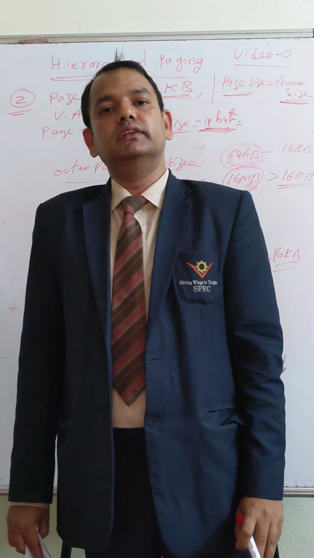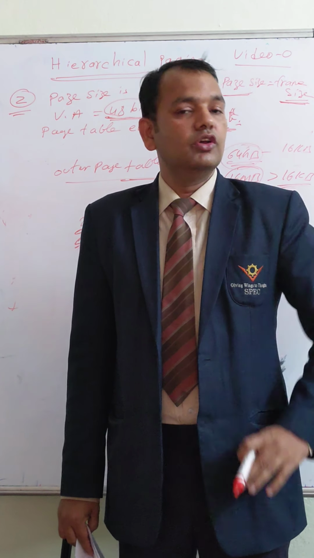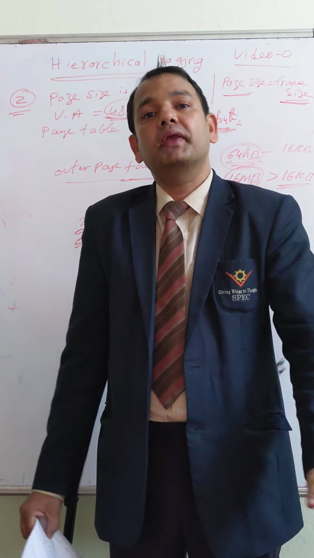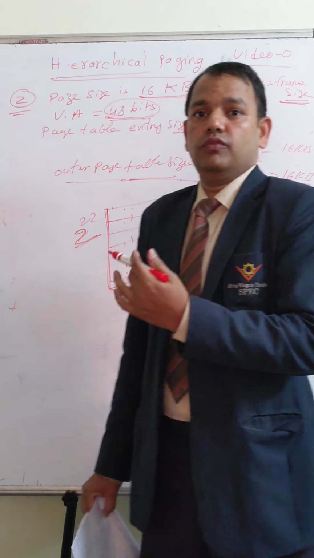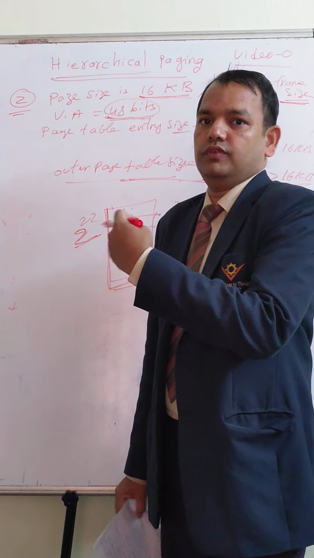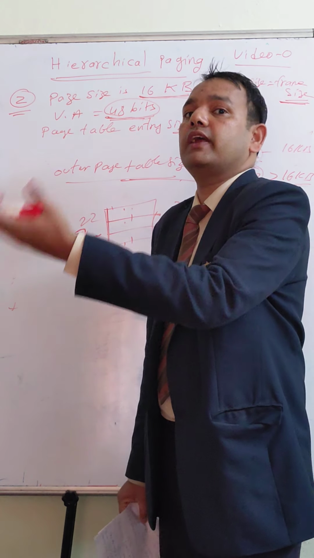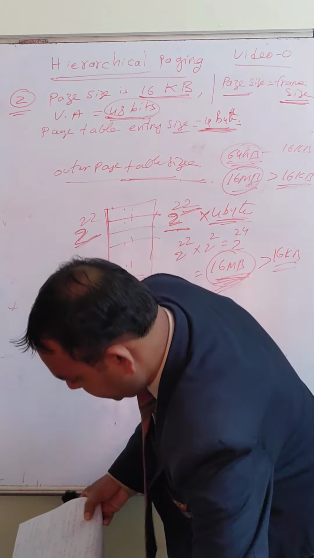Again, the process continues. We need to divide this page table again, so that this is the outer one, then the second page table we achieved. Next, we have to go for the third page table. Let us see what happens.